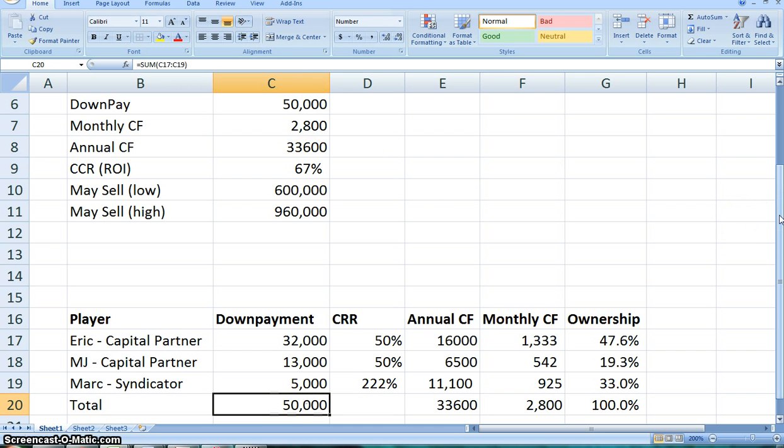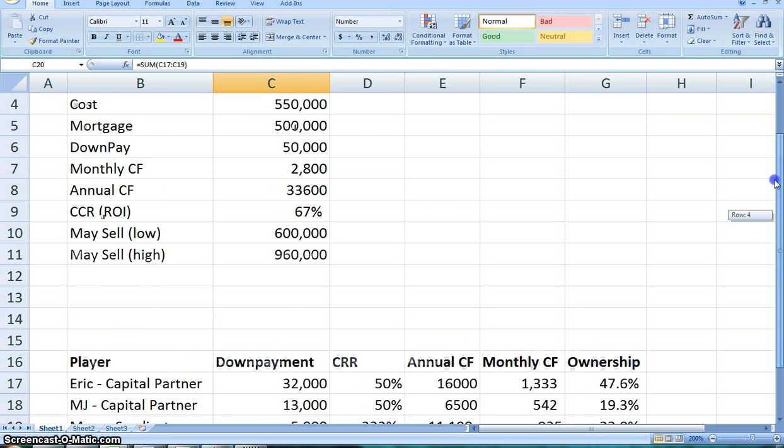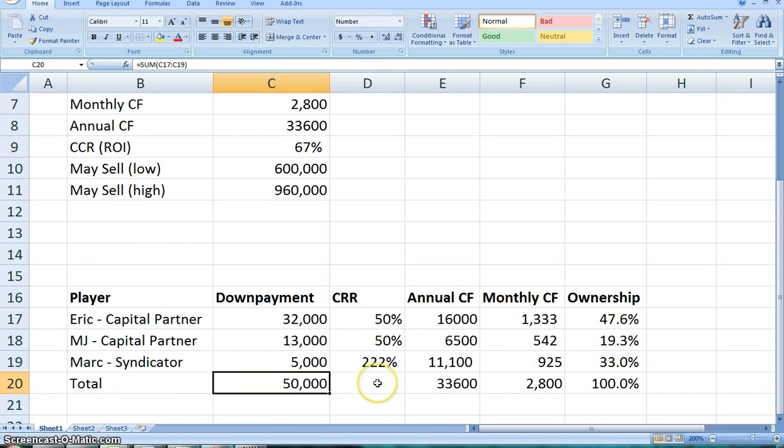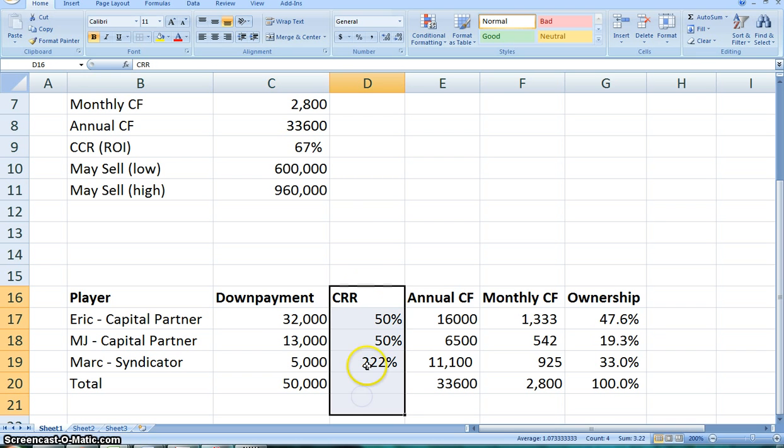So this is how you would do a syndication in the Cash Flow game. It's a really great way to have your money work really hard for you, and the way to assess how hard your money is working for you is looking at your cash-on-cash return. When your money is working at a 222% cash-on-cash return, it's going to help you get out of the rat race a lot faster.